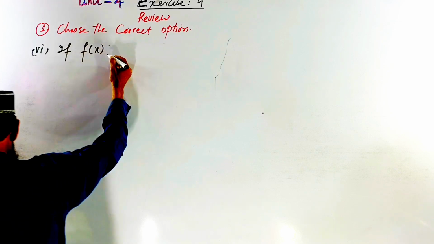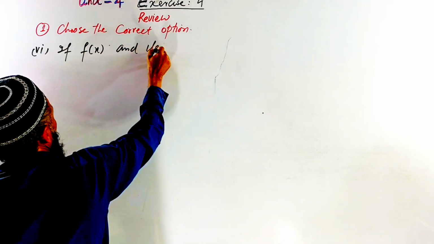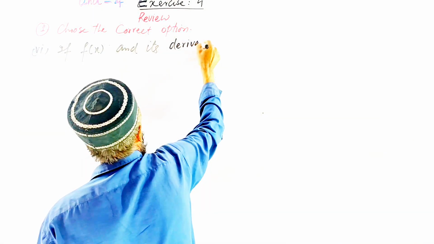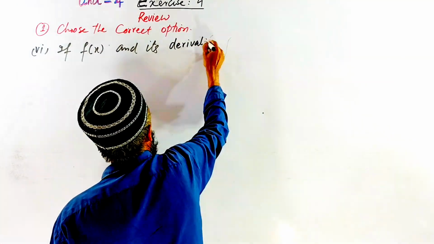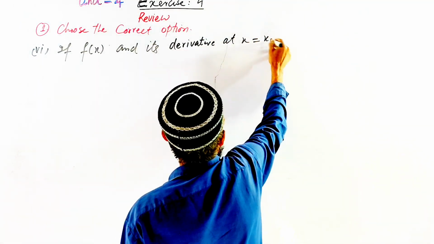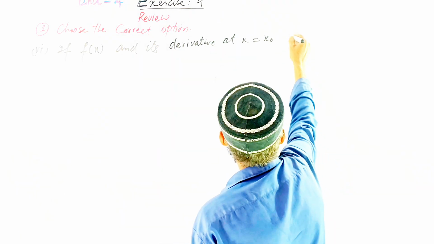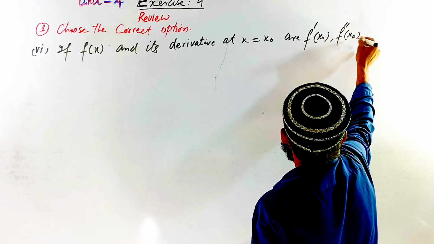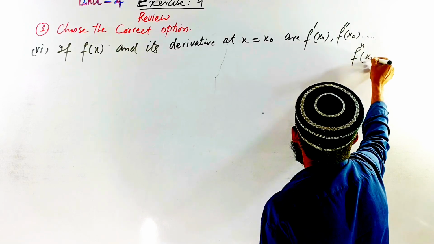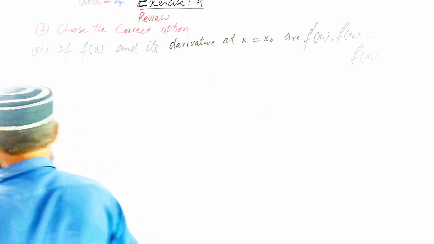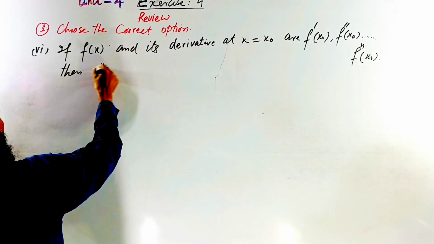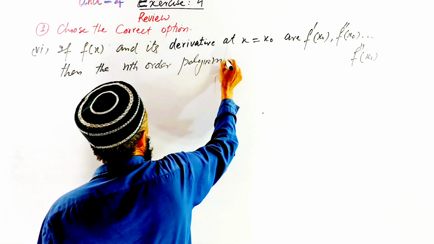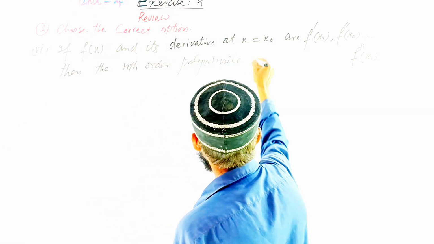Next, f(x) and its derivatives at x is equal to x naught: f(x naught), f dash x naught, f double dash x naught, and so on up to f n x naught, the nth derivative. Then the nth order polynomial for f(x).